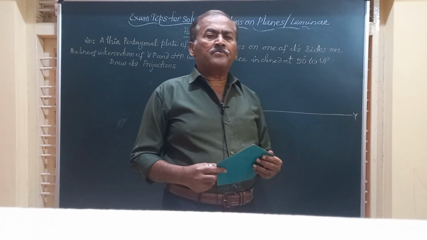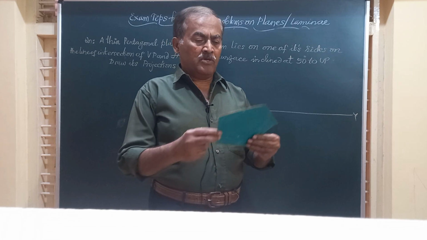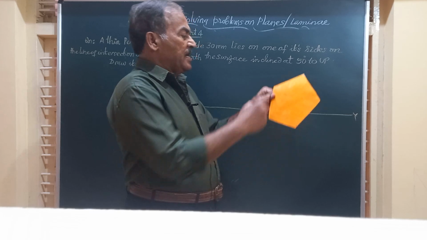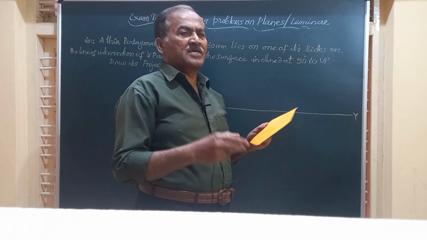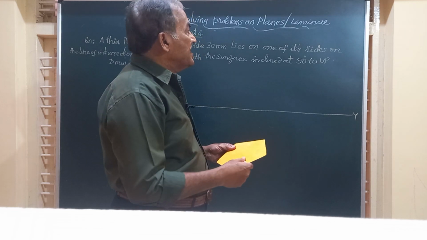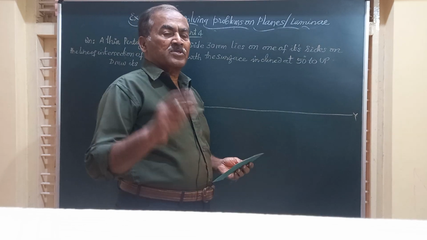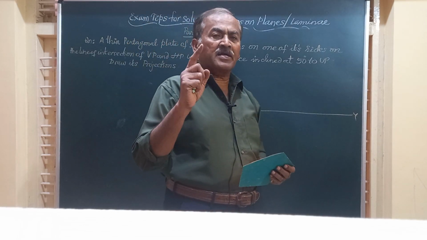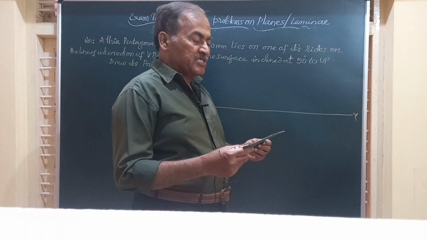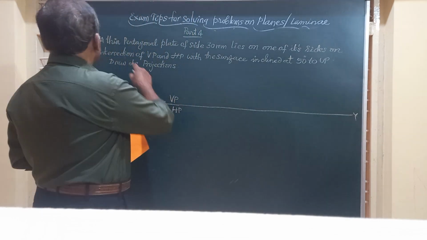In today's video, we are going to work out a problem on a pentagonal lamina which has a side measuring 30 millimeter and is resting on the line of intersection of VP and the HP. So the line of intersection of VP and HP is the XY line, and it has to rest on one of the edges. So the question reads like this.